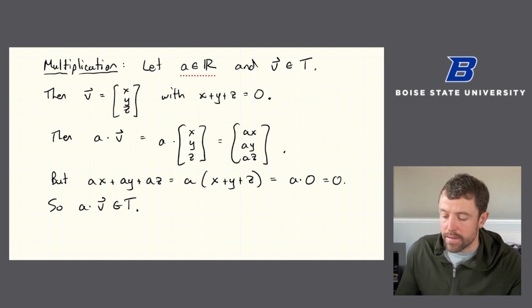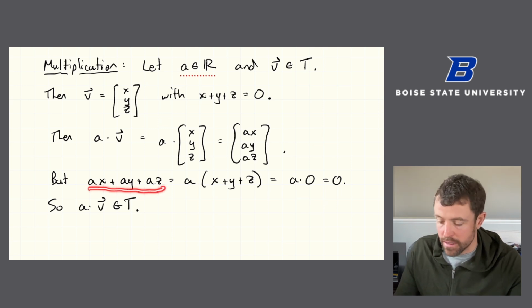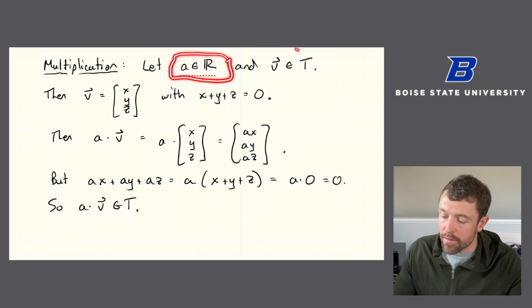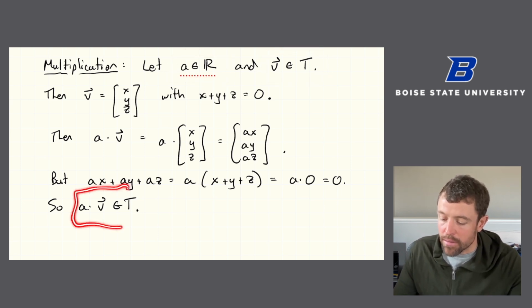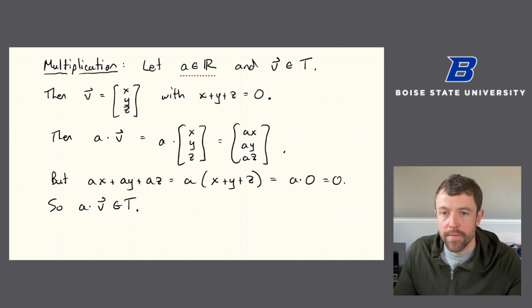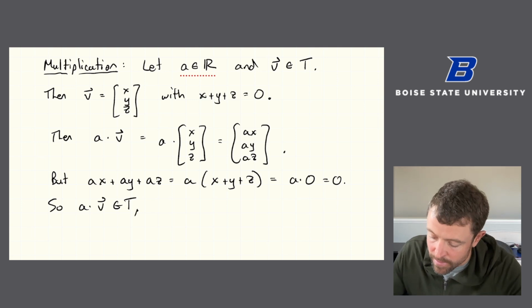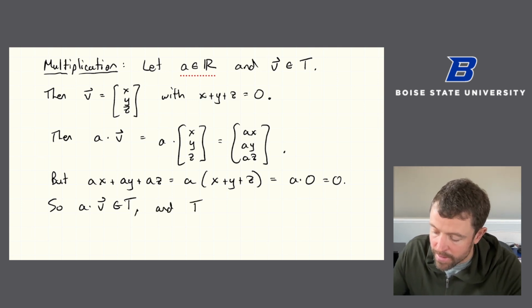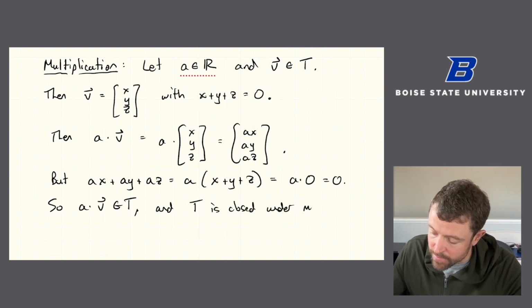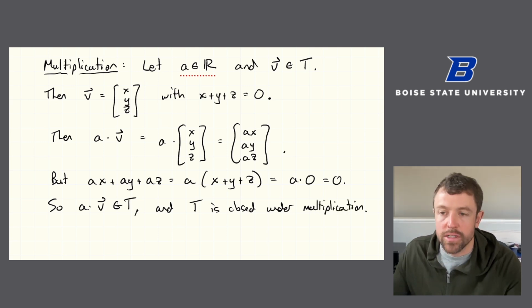And I realize, hey, wait, if I add these coordinates, I factor out an a, x plus y plus z is 0, I get 0. So what I've shown is that taking any real number and any vector in the set, when I do scalar multiplication, I get something in T. And so I should add one more little bit, and T is closed under multiplication. When there's no chance of confusion, I often just say multiplication instead of scalar multiplication just to save a little bit of time and space.